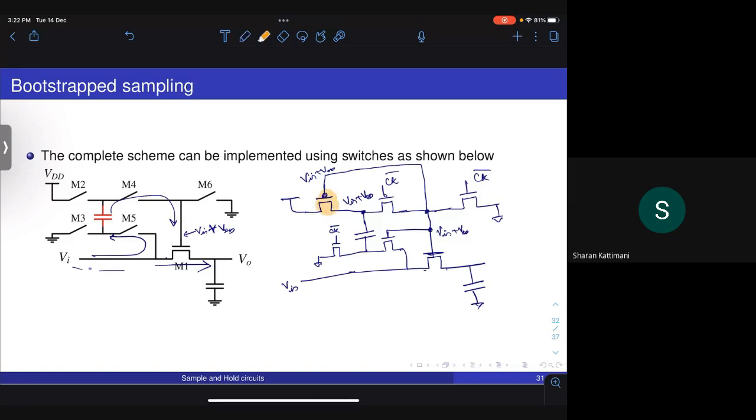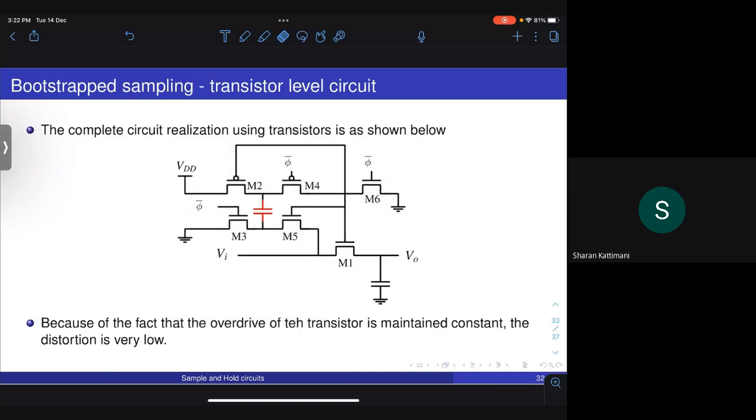Okay, so by using this arrangement, we make sure that the gate to source voltage of the sampling switch is always constant at VDD, because of which you will get very low distortion in the sampling process. This is exactly the same circuit I've drawn here. So M2 and M5 both get the high voltage of Vin plus VDD, and all the other transistors are driven by clock bar or phi bar. Because the overdrive of the transistor is constant, the distortion is very small.